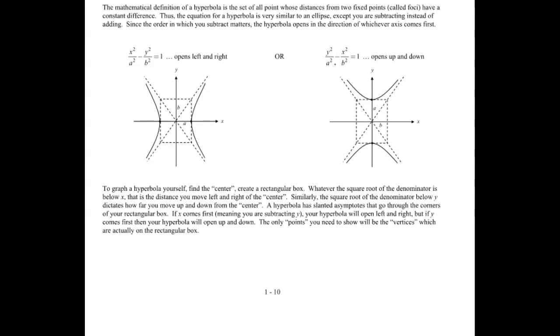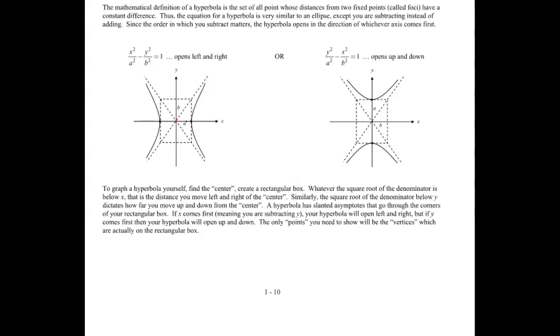So, to graph a hyperbola, we're first going to have to find that center, and we're going to have to create a rectangular box. No, your center is not always on your origin. Kind of like circles, we can move those around. It's going to change, that x minus 4 quantity squared is going to come up in these as well. Similarly, just like before, we're going to have to take the square root of the denominator to see how far left and right we go and how far up and down we go, just like we did on ellipses.